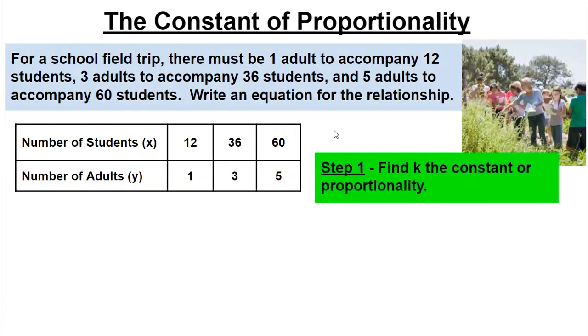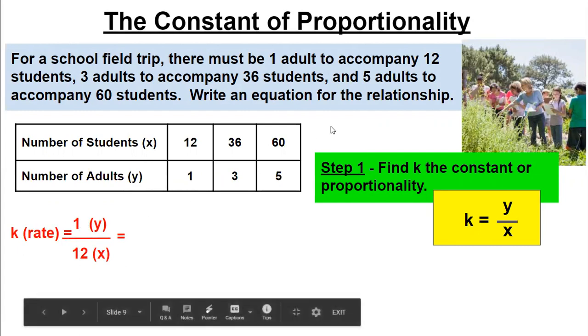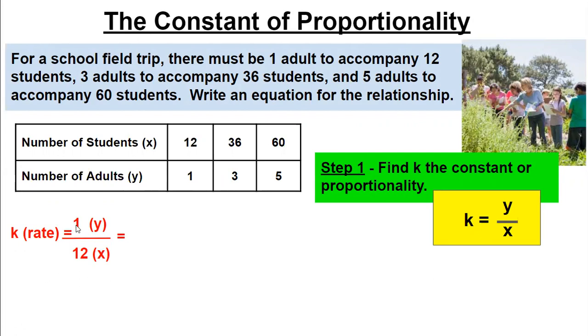Now, step 1 is to find the constant of proportionality using our equation y divided by x. Do the first one. Y is 1. Be careful on this one. The 1 is on the top, right? 12 is on the bottom. That's how it should be. Even though that's a smaller number, that's okay. Sometimes your rate is a fraction.